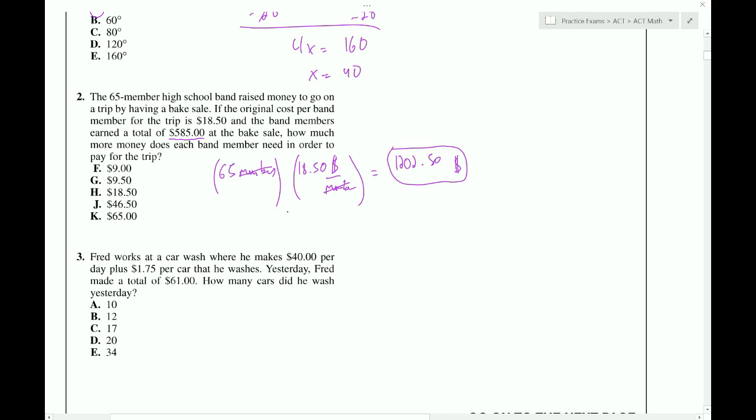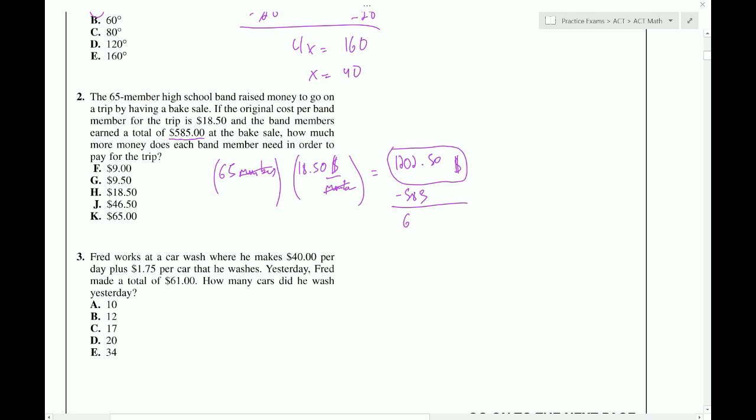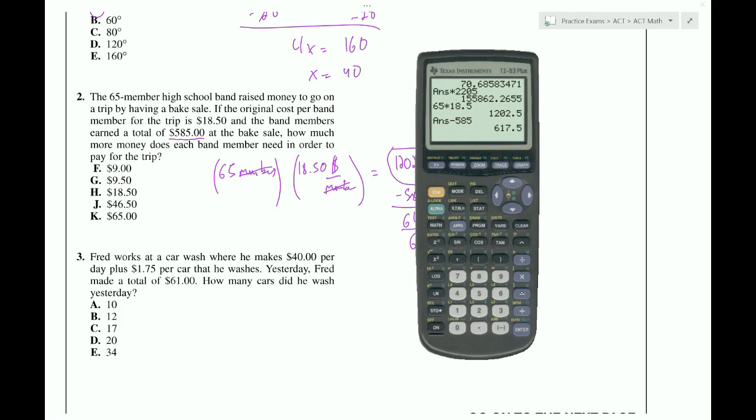They made $585, so we can subtract that off because they've already made that much. Subtract 585, that leaves 617.50. How much more money does each band member need to make? So we need to then divide it by the number of band members, which is 65.